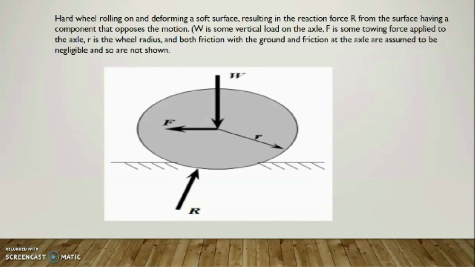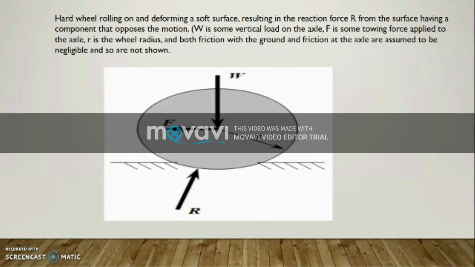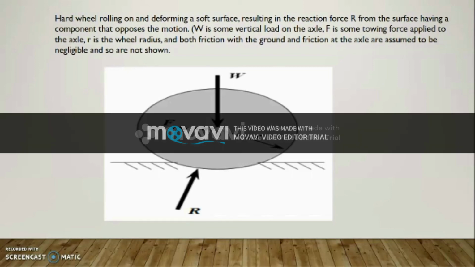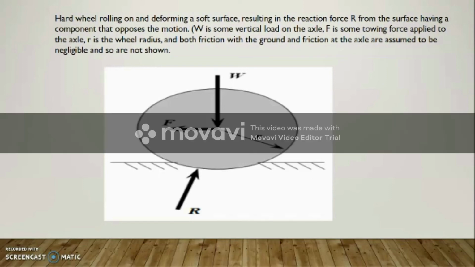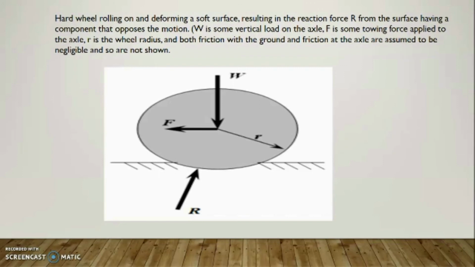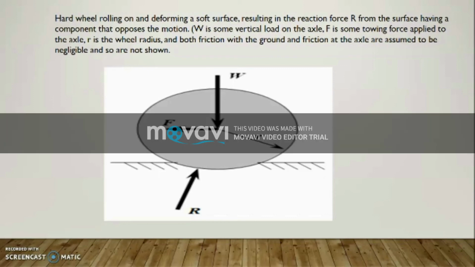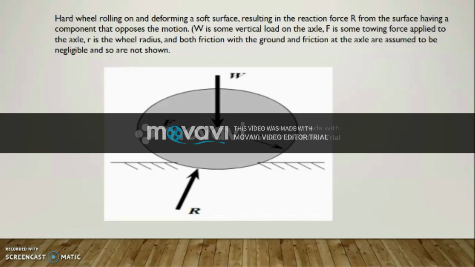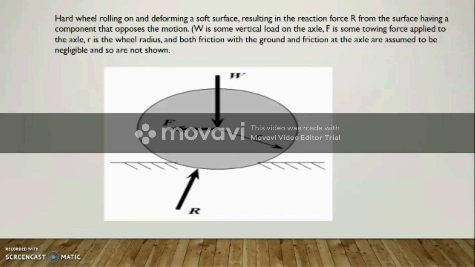The figure shown is of a hard wheel rolling on a deforming soft surface. We can see the force from the surface having a component that opposes the motion. W is the vertical load on the axle, F is some towing force applied to the axle, and R is the wheel radius. Both friction with the ground and friction at the axle are assumed to be negligible and so are not shown.